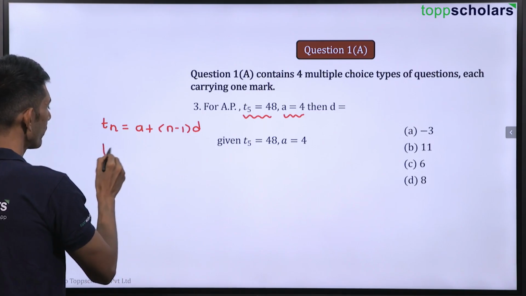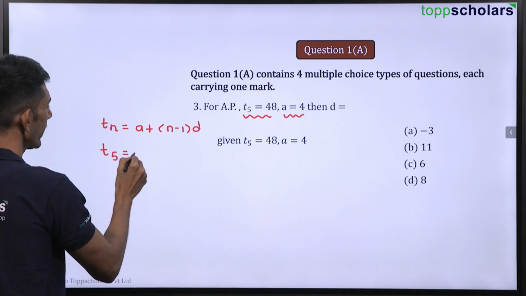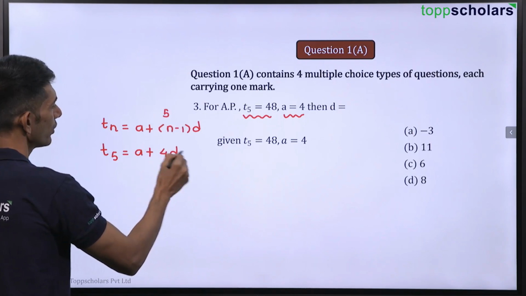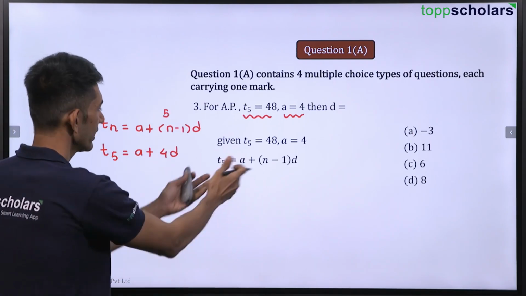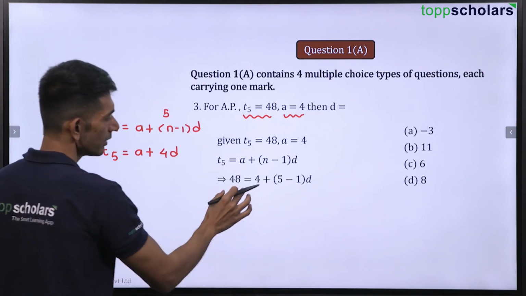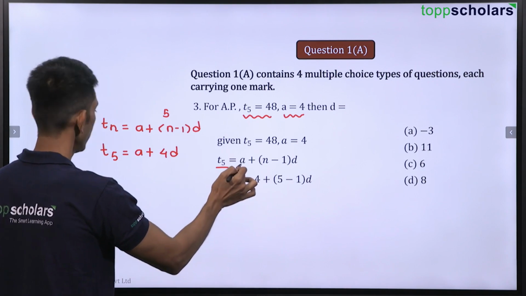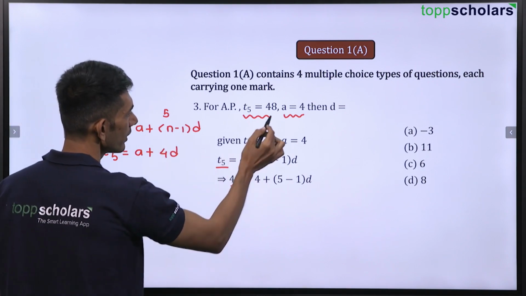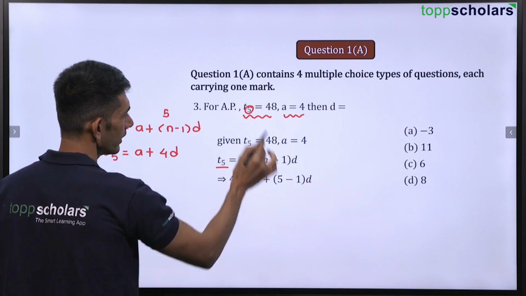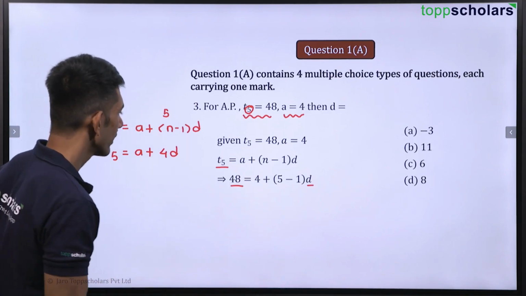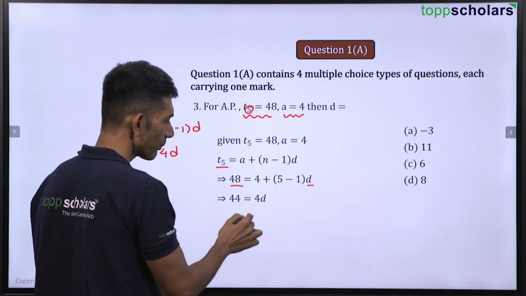T5 is given. So if I put n as 5, I get T5 is equal to A plus 5 minus 1, which is 4, so A plus 4D. So let us see. Okay, they have given the formula. Well and good. So T5 is 48. A is 4. n is 5. And D, we need to find out. Correct? So 48 is equal to 4 plus 4D.